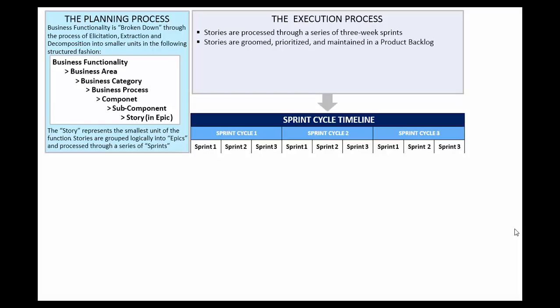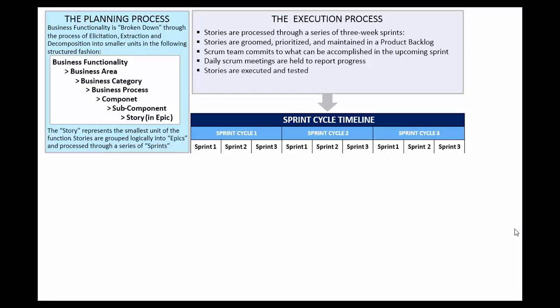The stories are groomed, prioritized, and maintained in a product backlog. Scrum teams commit to what can be accomplished in the upcoming sprint. The Scrum team conducts daily meetings to report their progress as they work. The stories are resolved into the deliverable, executed, and tested. Once proven, they are validated as potentially shippable increments, or PSIs, of the final release.